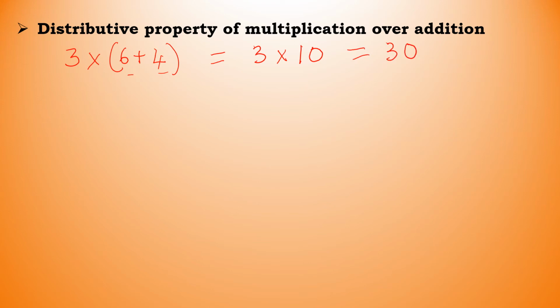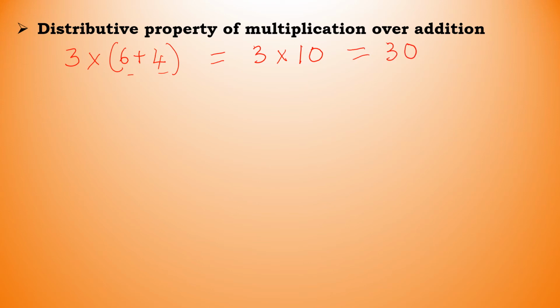Now, distributive property of multiplication over addition. Let us see what this is. Let me take an example: 3 multiplied by 6 plus 4. So what do I do? First, I will add 6 and 4. I get 10. To this, I will multiply 3. So I get the answer as 30.